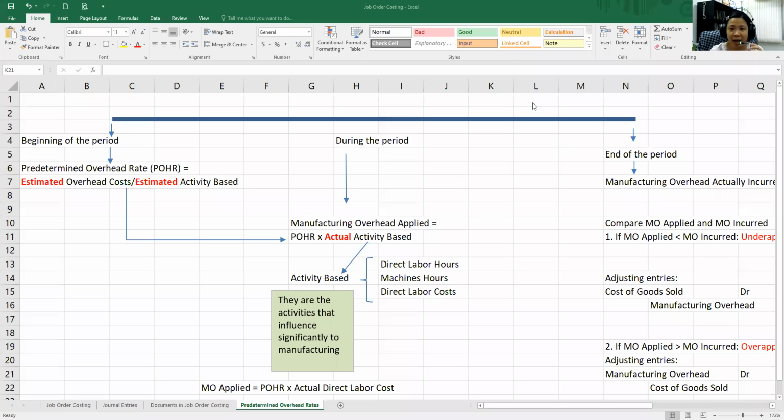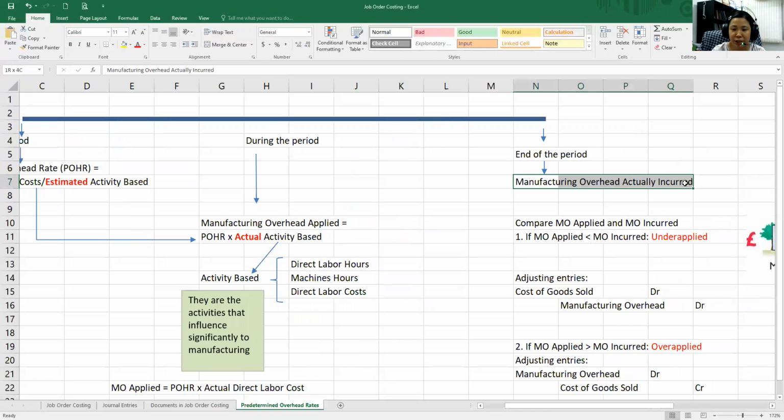Now, let's look at how we're going to calculate the predetermined overhead rate and manufacturing overhead applied. As you know, manufacturing overhead includes the electricity that we use in the factory, the depreciation of the equipment that we use in the factory, and the utility expenses that we have in the factory. Now, these costs normally we only know at the end of the period. It means the manufacturing overhead that actually incurred.